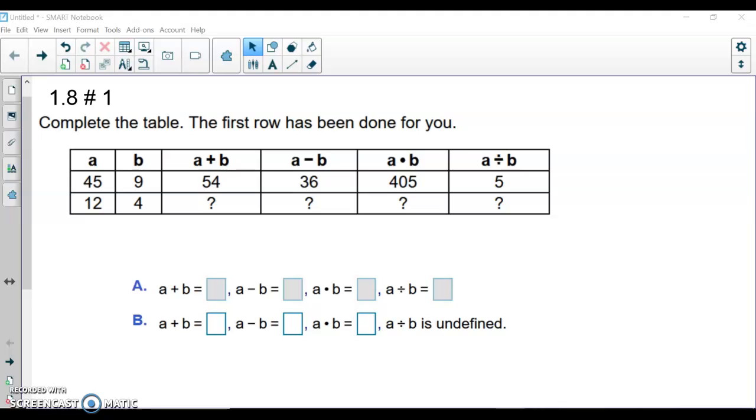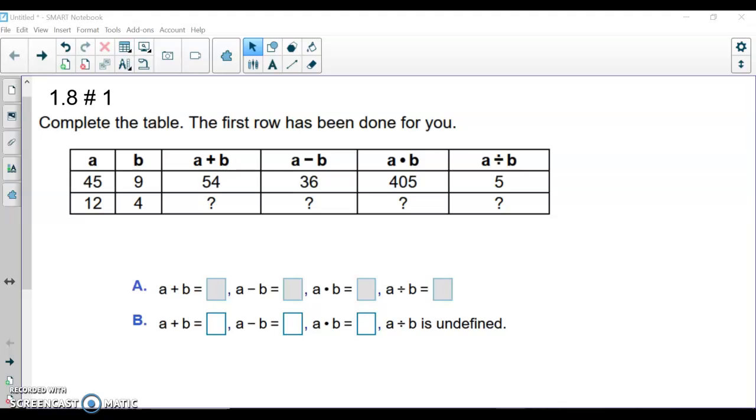Hello, Kyle here. This is a question from section 1.8, question number 1. Actually, I'm really glad this question was sent to me because I myself found it a little bit confusing. They're asking something pretty simple, but the way it's set up is kind of strange. So I'm happy to walk through it.